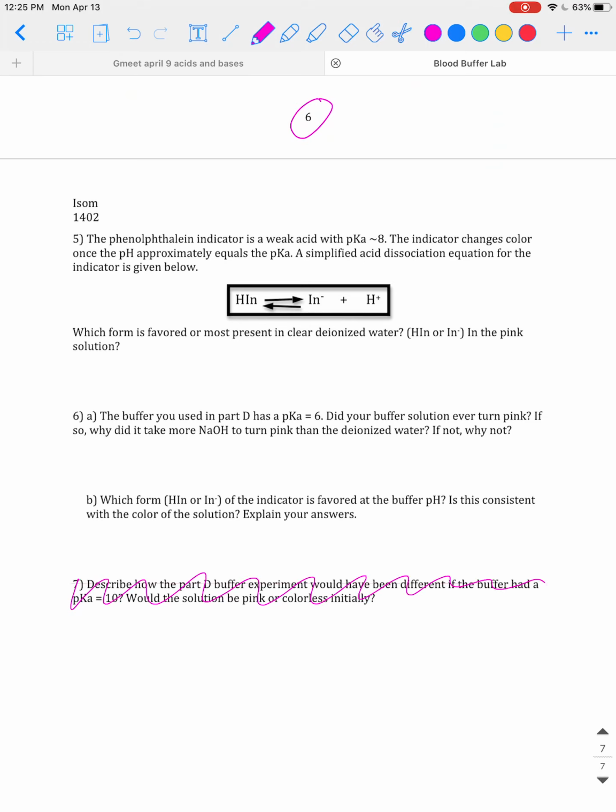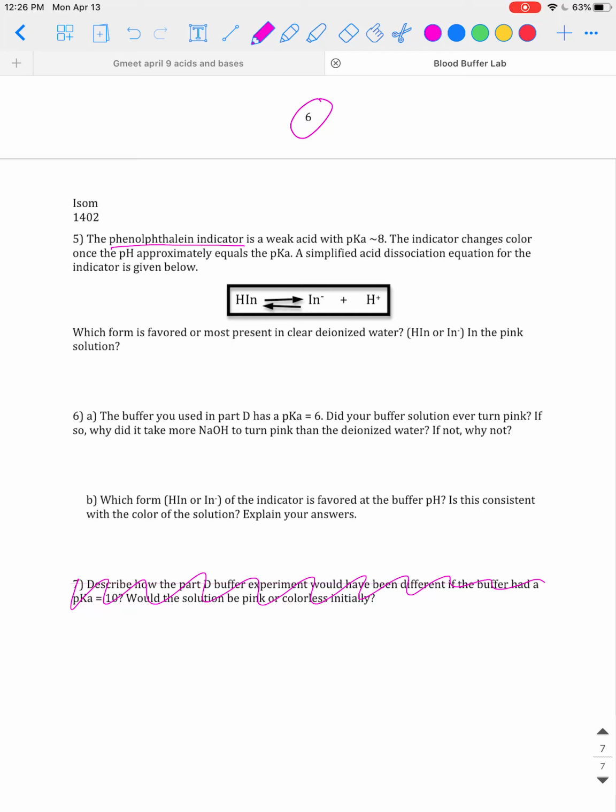The last part, by the way, we are not doing number 7, so you will not answer that. You're only going to answer question 5 and then 6A and B. Okay, so question 5 is talking about our indicator phenolphthalein. It says it's a weak acid and it has a pKa around 8. Again, if you have not watched the acid-base videos, do not try to answer these questions. Go watch the videos about good qualities of a buffer, pH and pKa and their relationship, so on and so forth, and then come back and try to answer these. But it says the pKa is around 8.